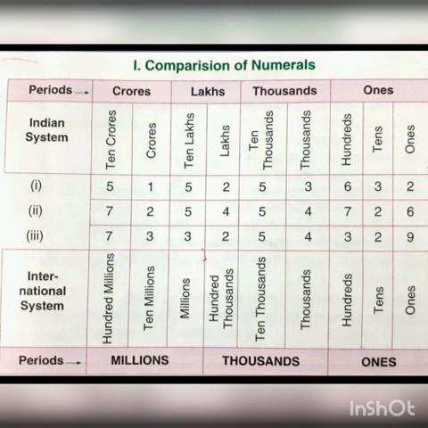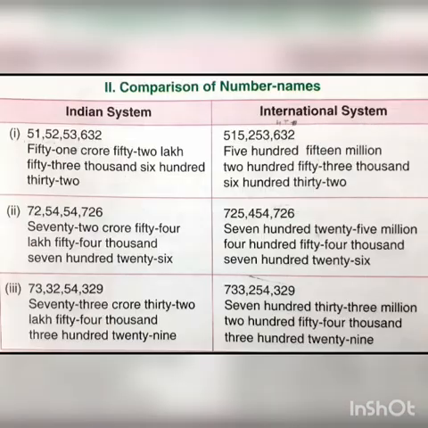Again I am repeating, the ones period is the same, then in the international number system we have periods of 3 digits, and in the Indian number system we have periods of 2 digits. Let us move ahead.